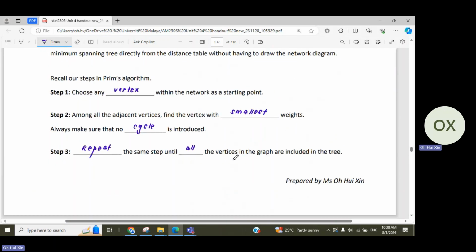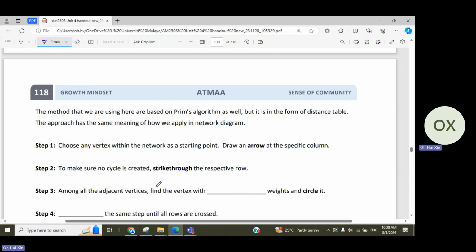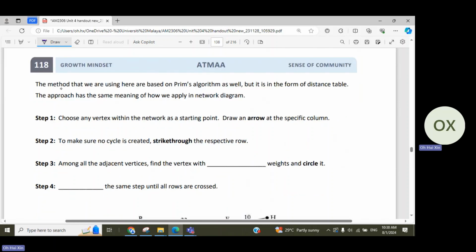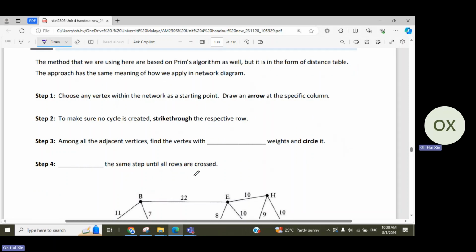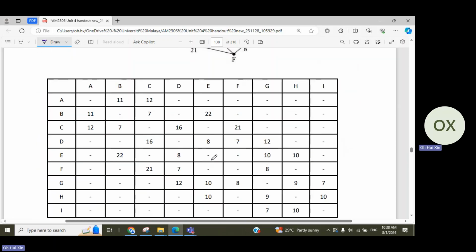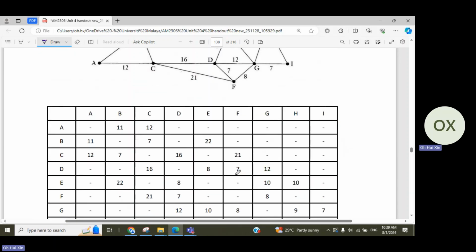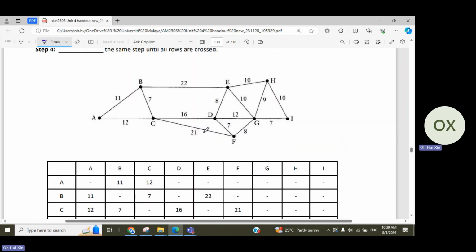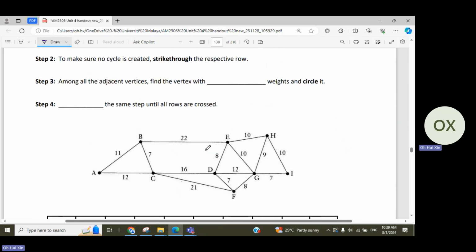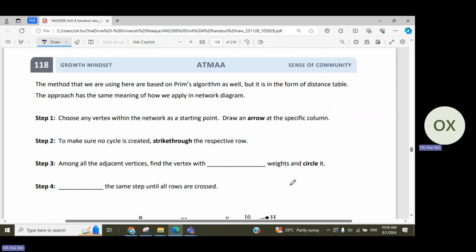Okay, so we are going to apply this entire set and put it in a distance table. The method that we are using here is based on Prim's algorithm as well, but it's in the form of a distance table. Later, when applying Prim's algorithm in the distance table, I will also explain it using the diagram, so you are able to relate that whatever you are doing now is exactly the same as whatever you did in the previous lesson.